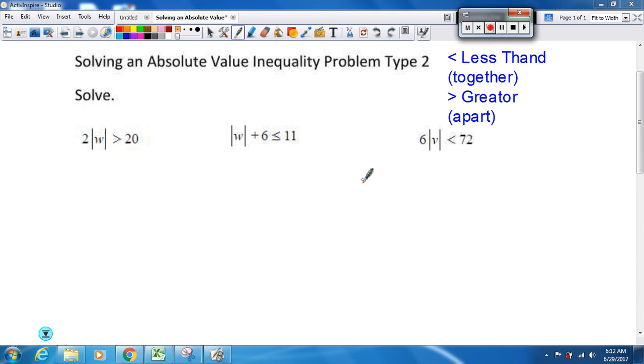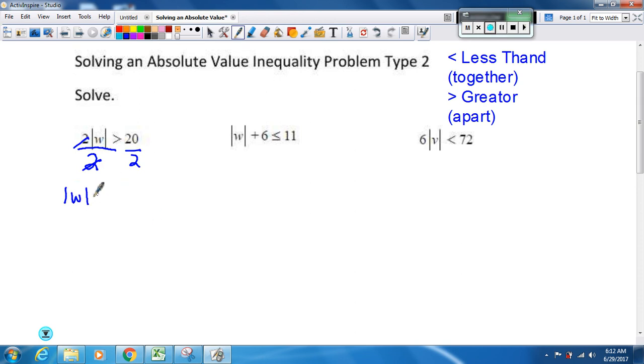In order to solve an absolute value inequality, you have to have the absolute value symbol isolated. In other words, you can't have anything extra on the outside. So this is 2 times the absolute value of W. You've got to get rid of the 2. So the opposite of multiplying or times is dividing. So I'm going to divide both sides by 2. Top cancels with bottom. So I have the absolute value of W.